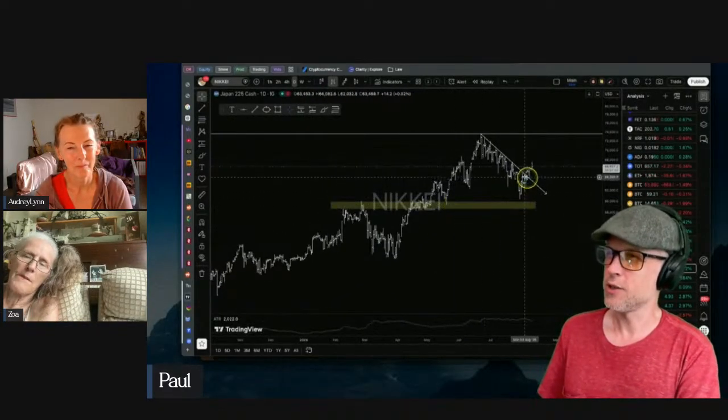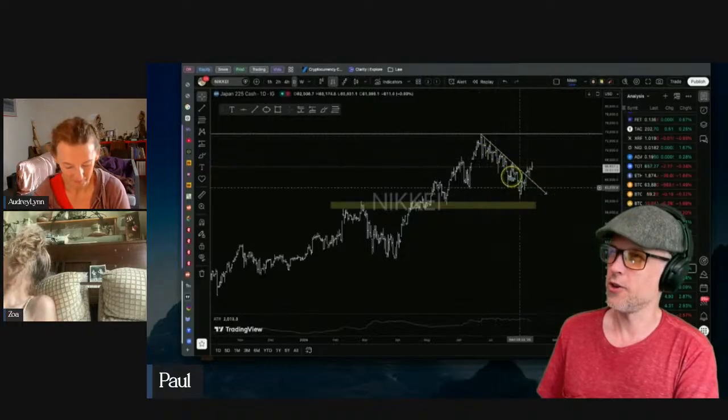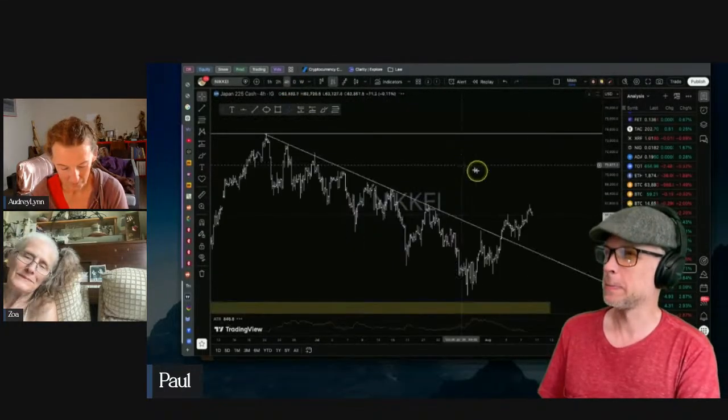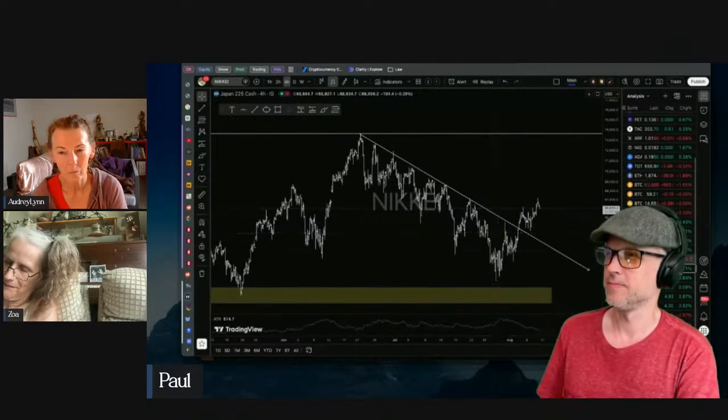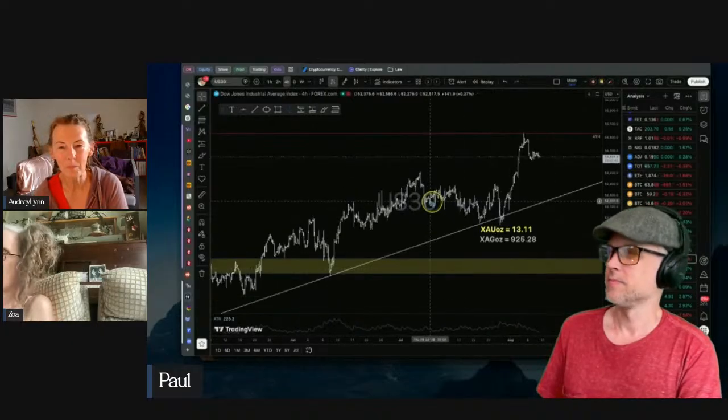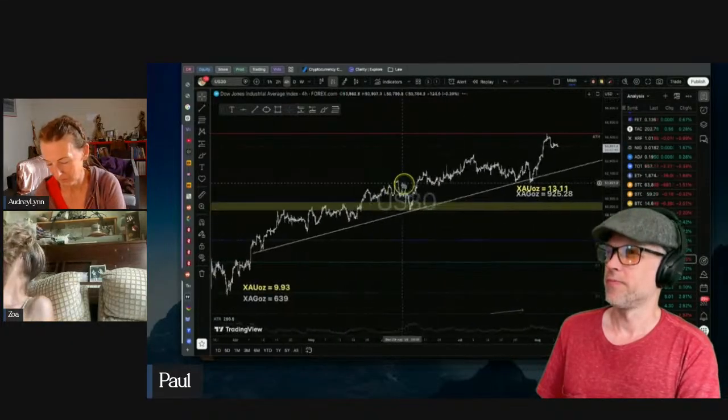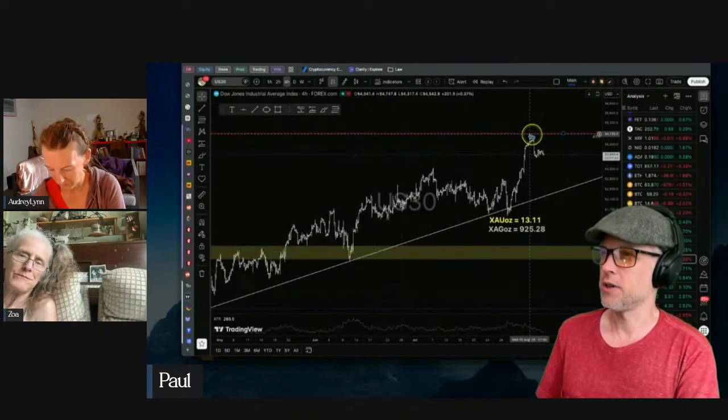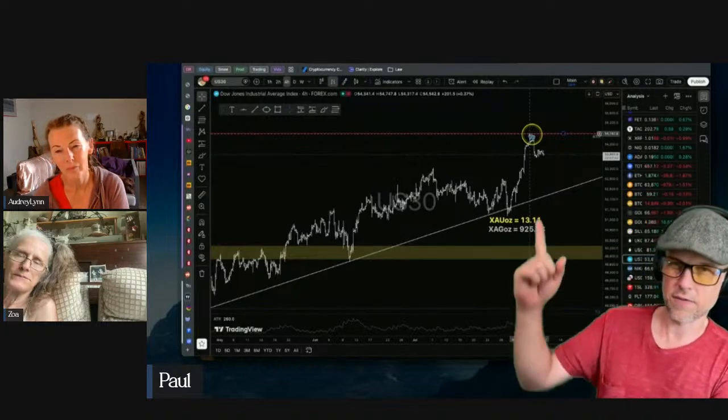Japanese markets are breaking out of that short-term downward trend there. US 30 hitting another all-time high there on August 5th.